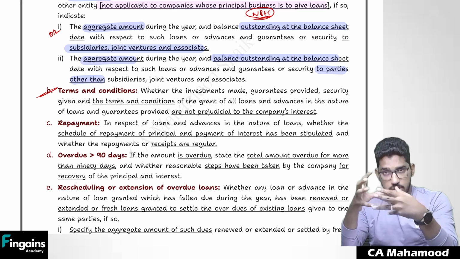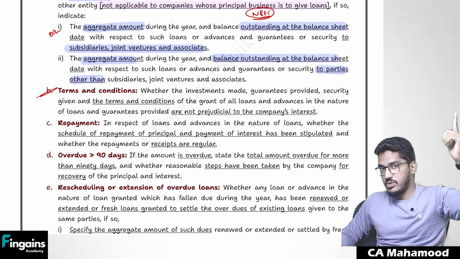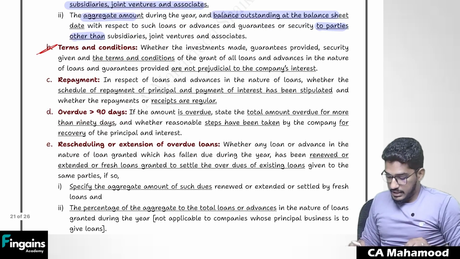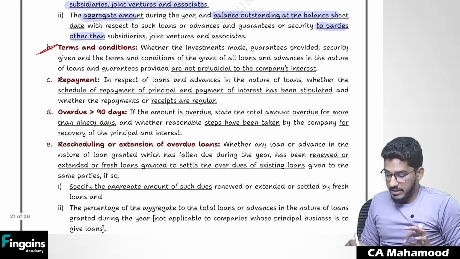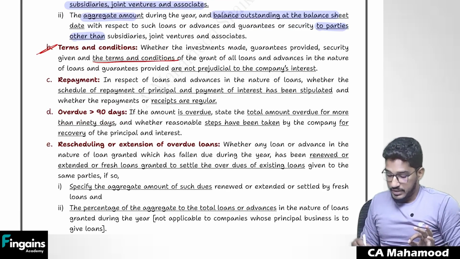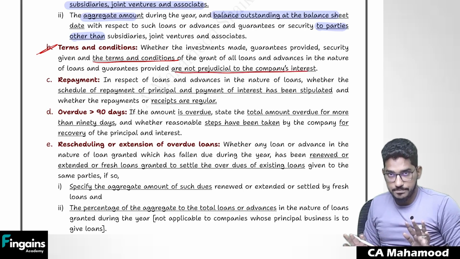So these are all the terms which are prejudicial. So I need to check this. Same we have seen under 143 subsection 1, the same point they are asking you to comment here. So terms and conditions, whether the investment made, guarantee provided, security given, and the terms and conditions of the grant are not prejudicial. They should not be harmful to the interest of the company.